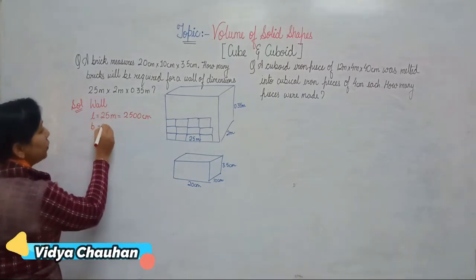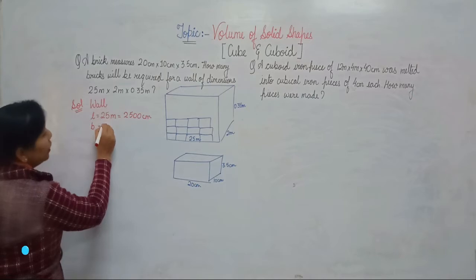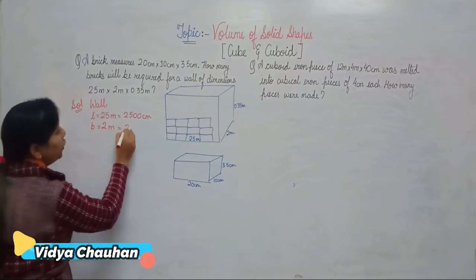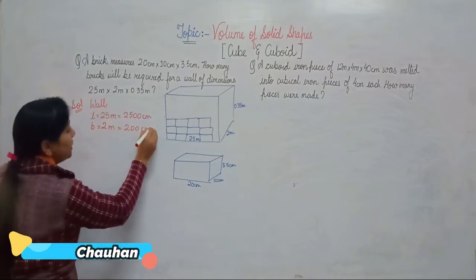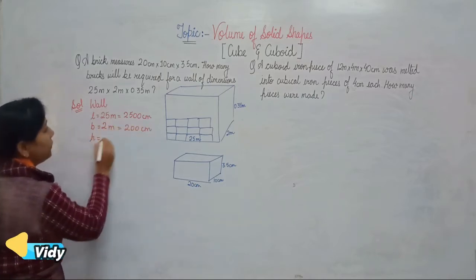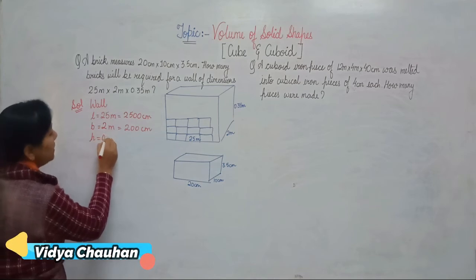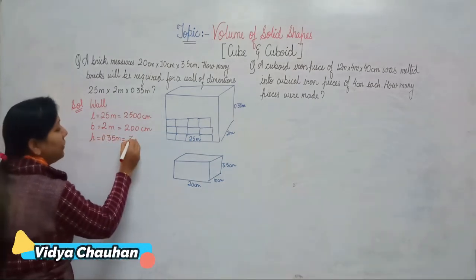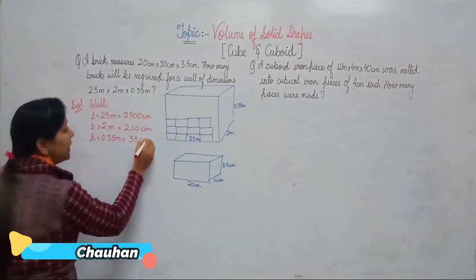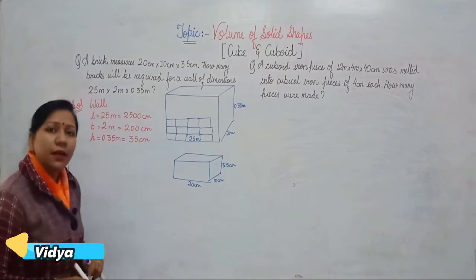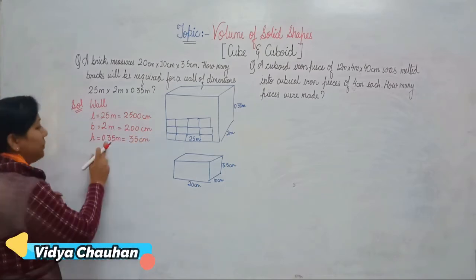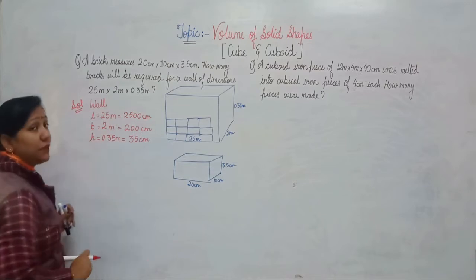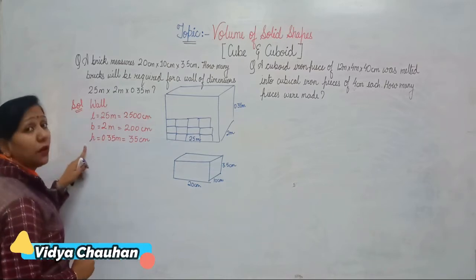The breadth is 2 meter, so it becomes 200 centimeter. Similarly, the height of the wall is given to us as 0.35 meter. When you multiply it by 100, you will get 35 centimeters, so the decimal moves two places and it becomes 35 centimeters. So this is the dimension of the wall.